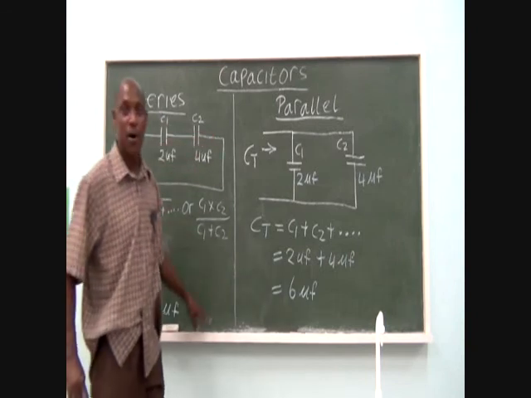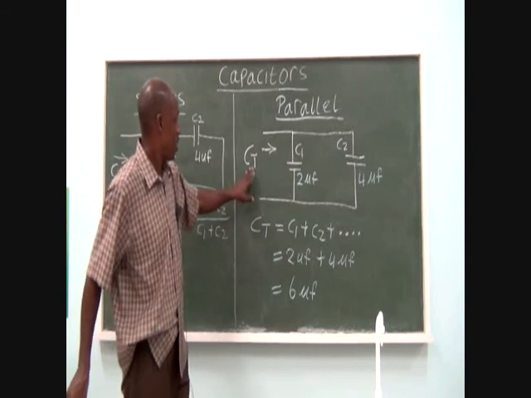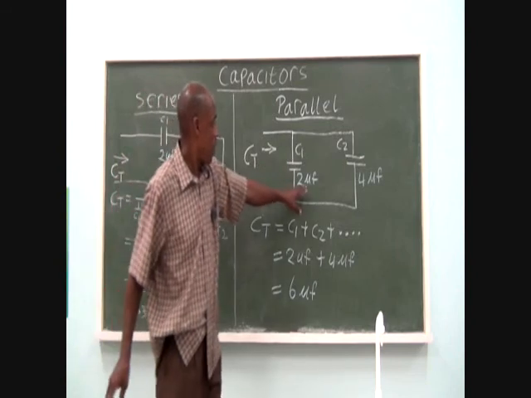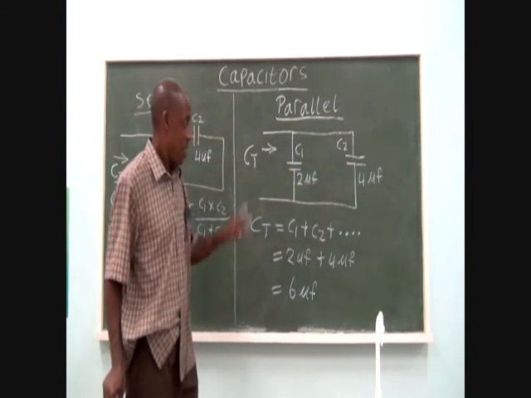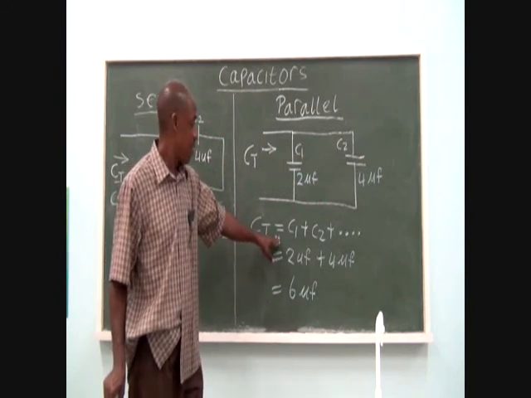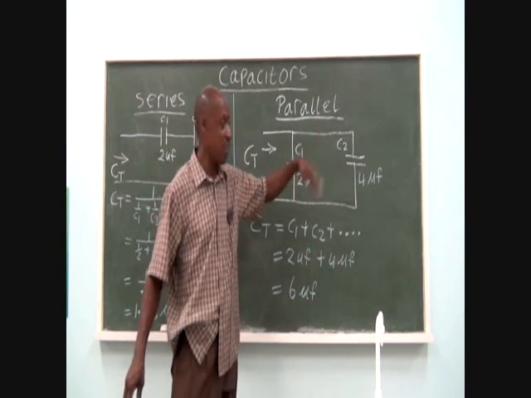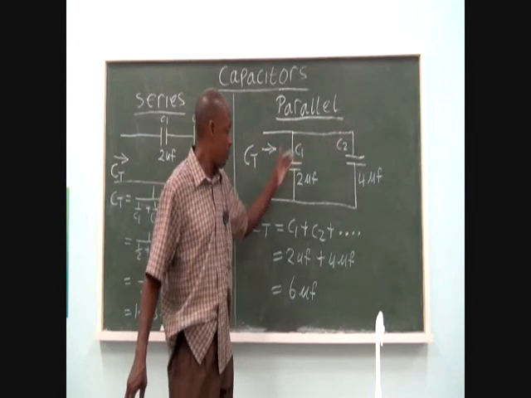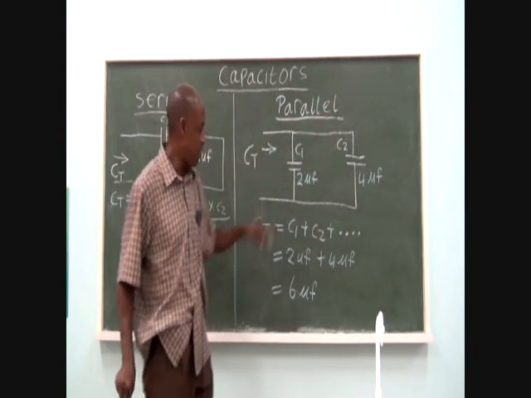Let's look now at our parallel combination. Our total capacitance for a 2 microfarad capacitor and a 4 microfarad capacitor, again, it's just the opposite of resistors, is C1 plus C2 plus dot dot dot. And dot dot dot means if we had 100 of them in parallel, it will be C1 plus C2 plus C3 plus C4, 5, 6, 7, 8, 9, all the way up to 100.